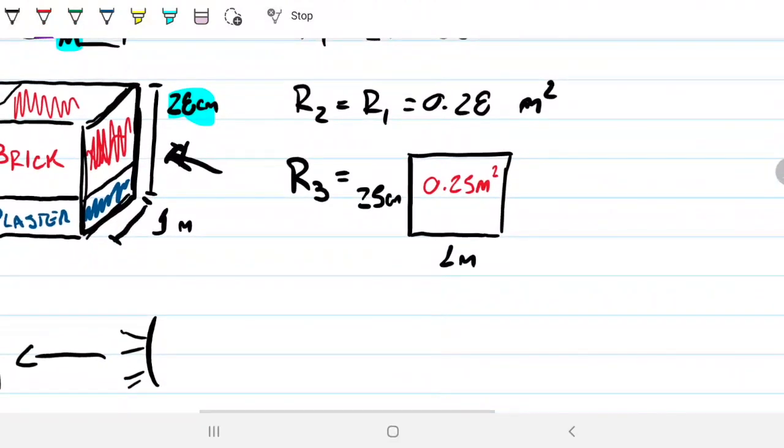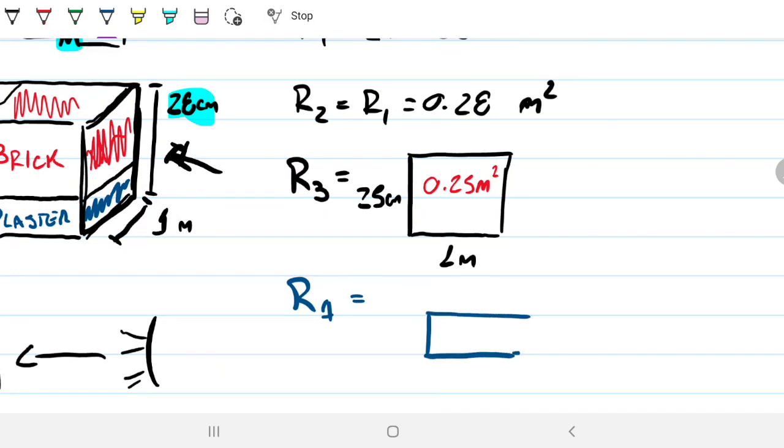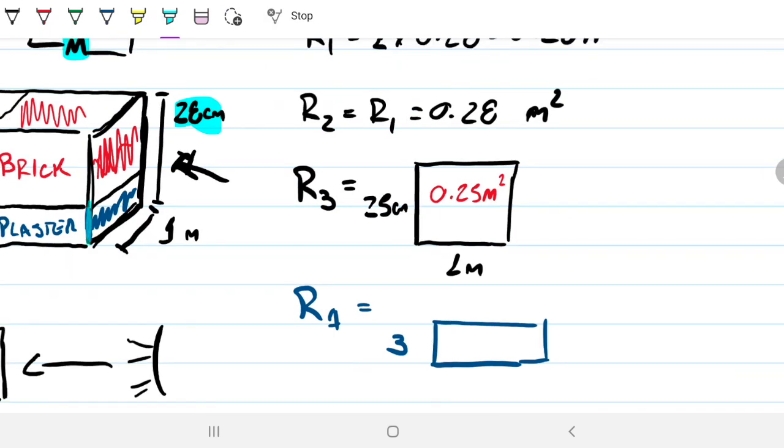And the last plaster, R4, is only going to be 0.03, so 3 centimeters on its height, which is this guy here, painted in blue that you can't see probably, and the same with everybody else, right? So this area is 0.03 meters squared.